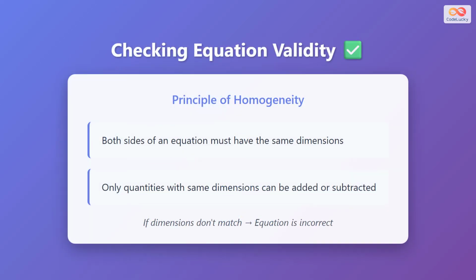The principle of homogeneity is the key rule in dimensional analysis. This principle states that both sides of any valid equation must have exactly the same dimensions. Additionally, we can only add or subtract quantities that have the same dimensions. You cannot add meters to seconds or mass to time. If you check an equation and find that the dimensions on the left side do not match the dimensions on the right side, then you know immediately that the equation is incorrect. This makes dimensional analysis an extremely powerful tool for catching errors in physics equations before you even start calculating numerical values.